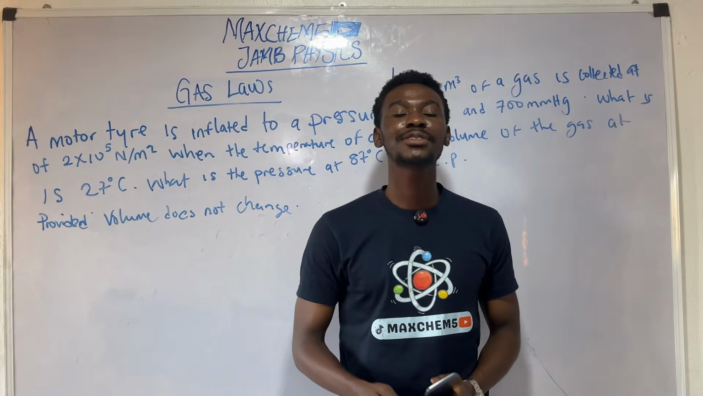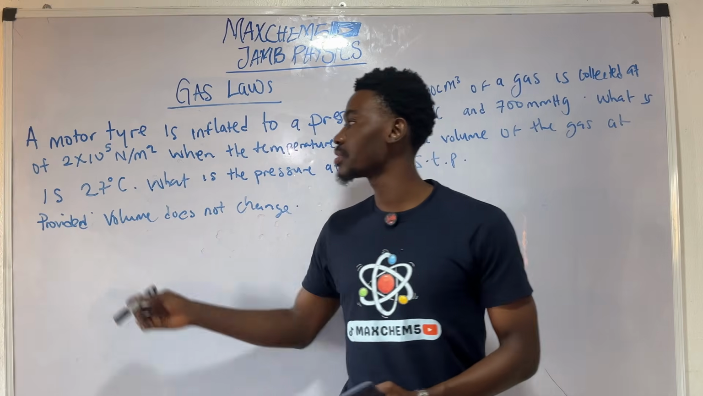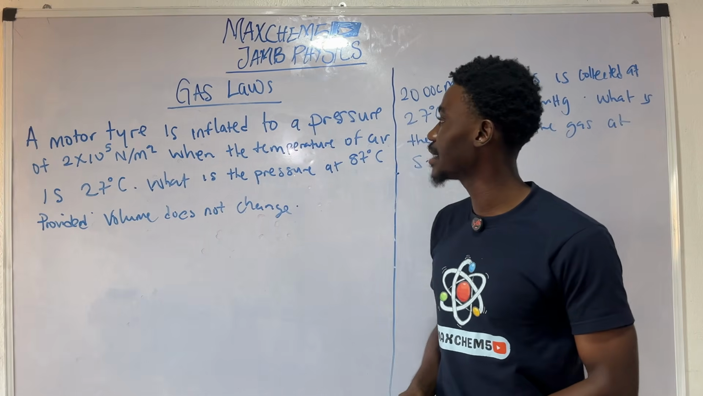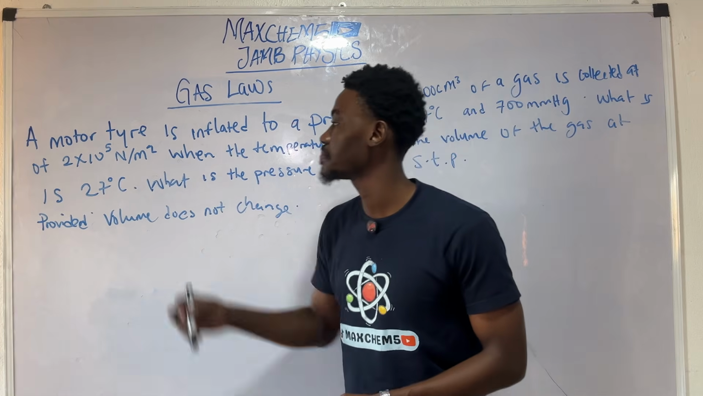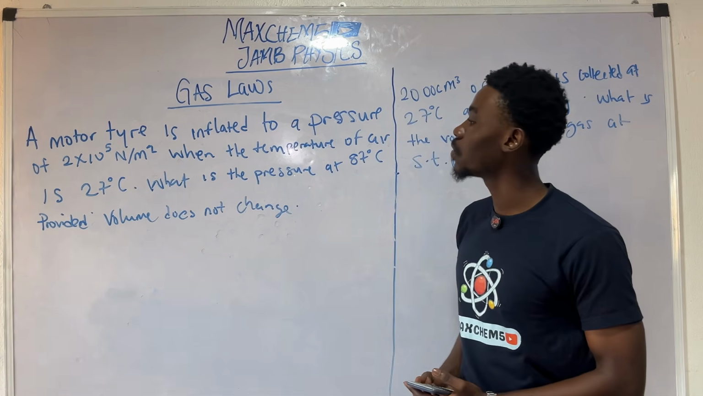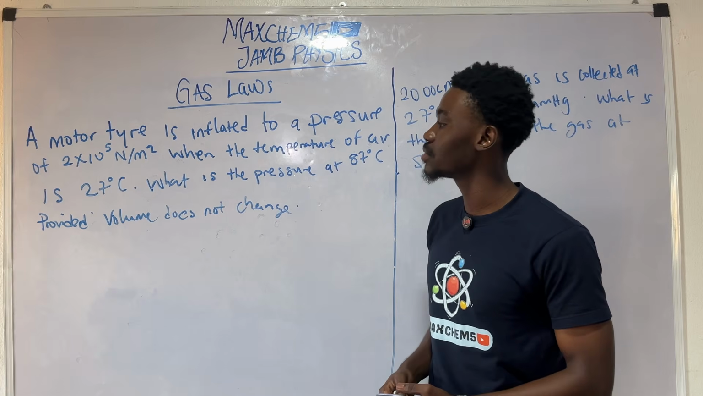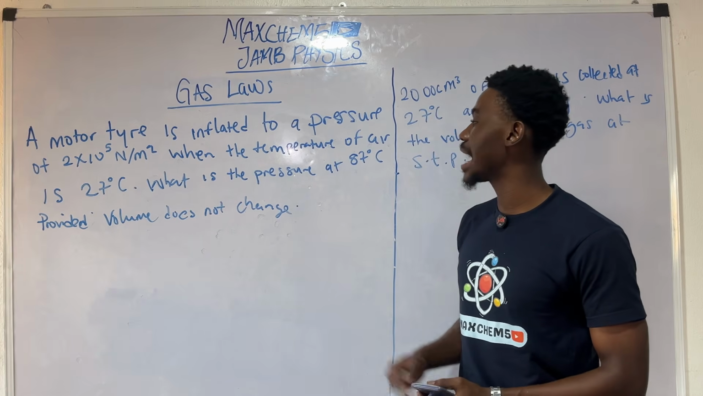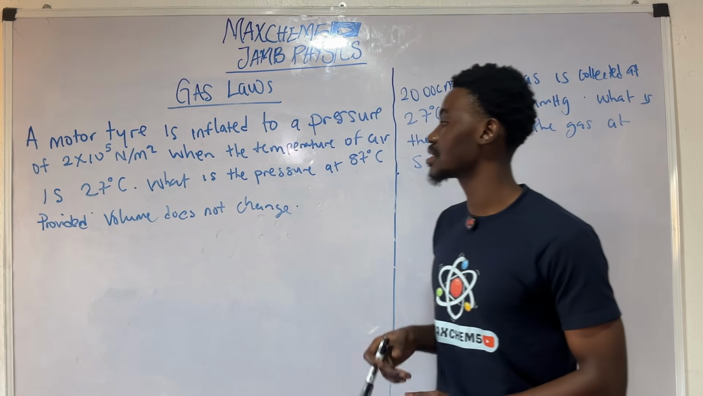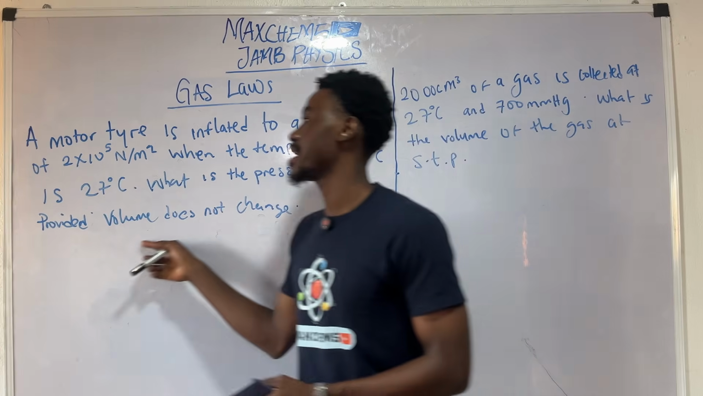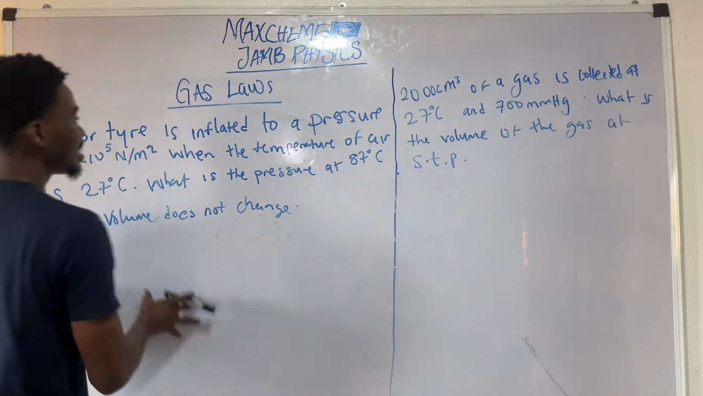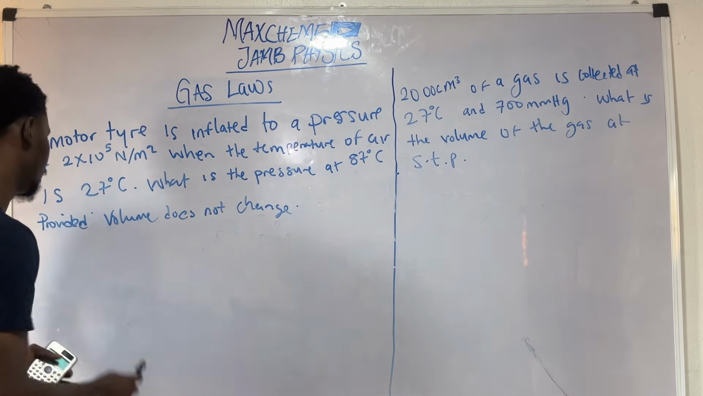Welcome back to another video on gas laws. So here I have a question that says, a motor tire is inflated to a pressure of 2 times 10 to the power 5 Newton per meter square when the temperature of air is 27 degrees Celsius. What is the pressure at 87 degrees Celsius, provided volume does not change? Now, this statement here, you can easily tell that this is the pressure law condition.